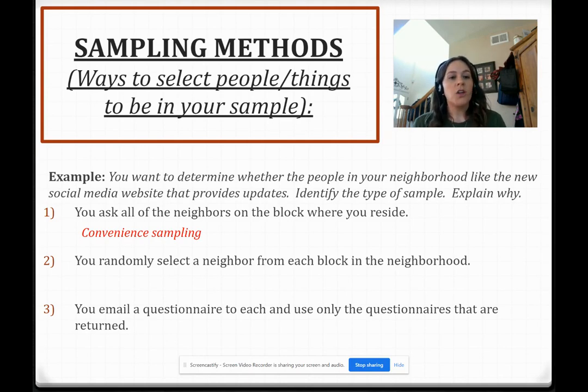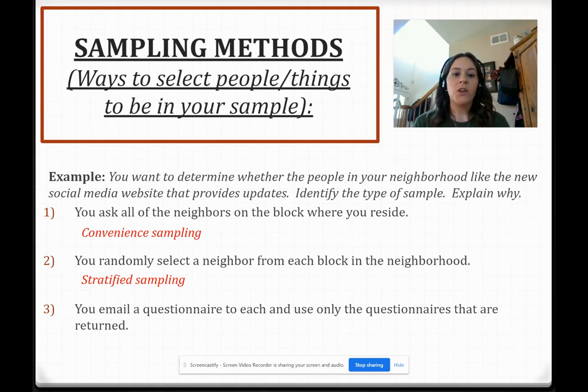Number 2, you randomly select a neighbor from each block in your neighborhood. So in this case, if you think stratified sampling, you are correct. The key is I'm breaking up the neighborhood into blocks, and then I am randomly selecting one neighbor from each of them. It would be cluster if instead of selecting one neighbor from each block, I randomly selected a block and surveyed all the neighbors in that particular area.